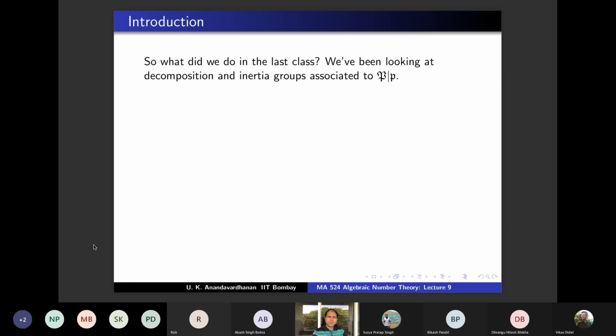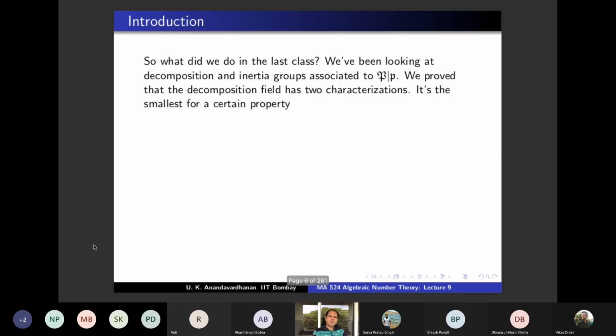And then we introduced these groups, and we also proved that the decomposition field has two characterizations. One we proved last time, and one in the class before that. It is the smallest field for a certain property. What is the property for which it is smallest? Exactly one prime ideal lying above. And it is the largest for another property, and what was the keyword?